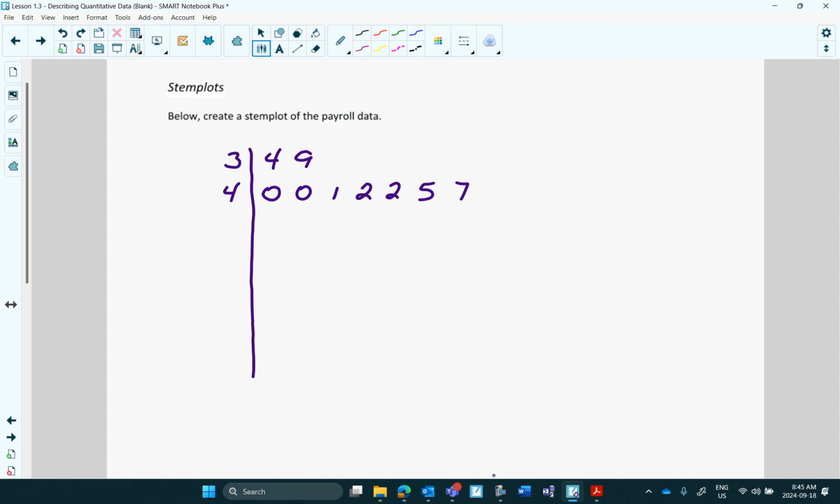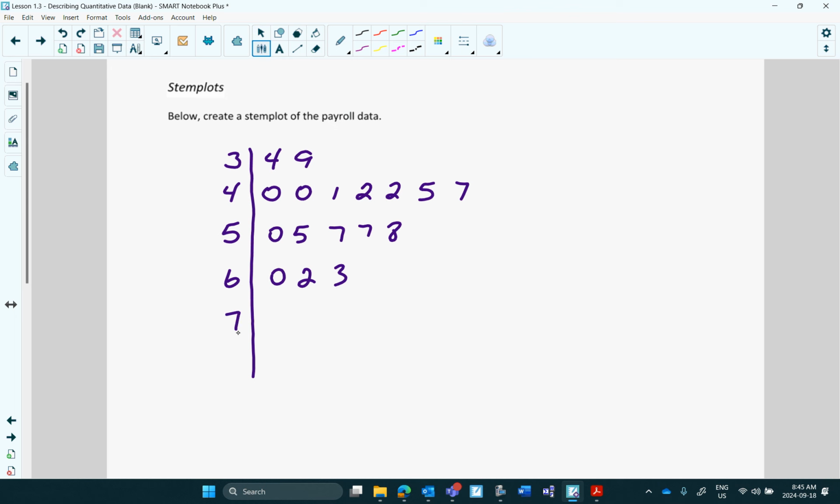And then we continue the pattern. We go into the fives. In the fives, there's a 50, a 55, two 57s, and a 58. In the sixes, there's a 60. Notice I'm going in ascending order, 62 and 63.